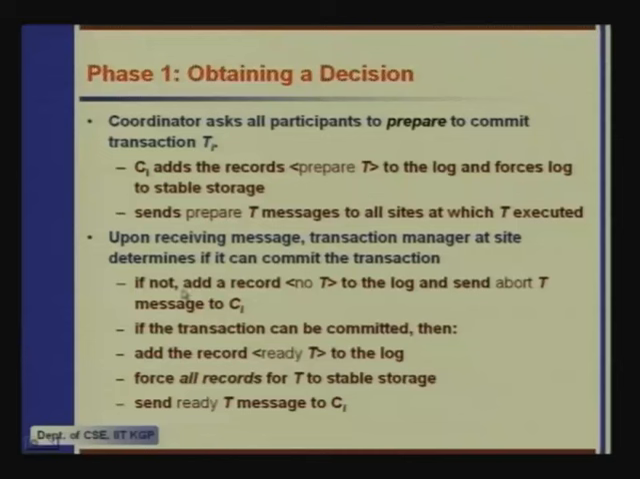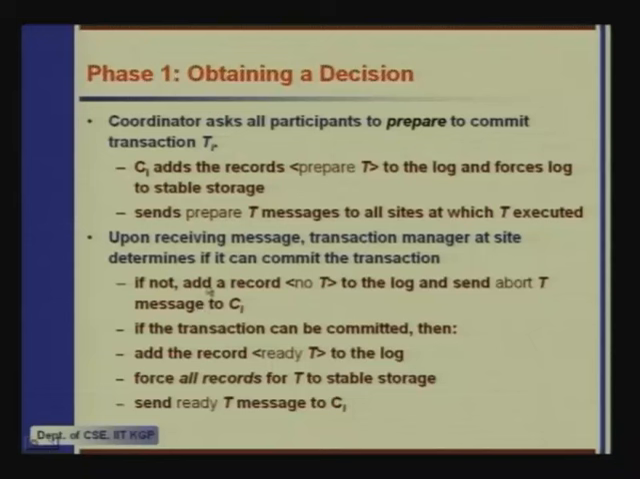Okay. When it cannot be committed, then the local transaction manager will add a record no T to the log. T is the ID of the transaction. It will add no T to the log and send an abort T message to CI. Now, when I am saying that it adds a no T record to the log, I am also saying between the lines that the log is forced into stable storage, right. And then it sends an abort T message to CI, the coordinator.